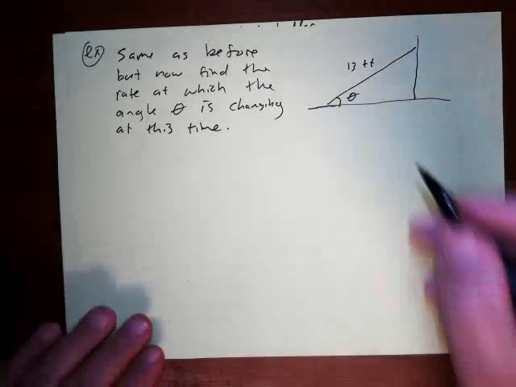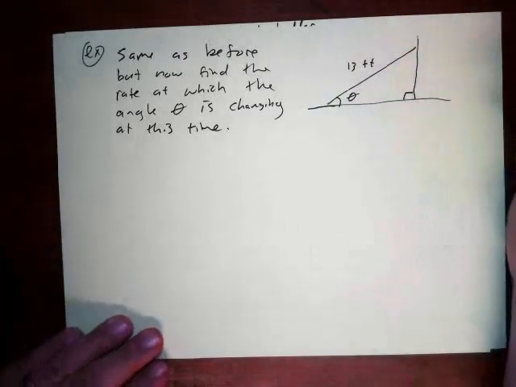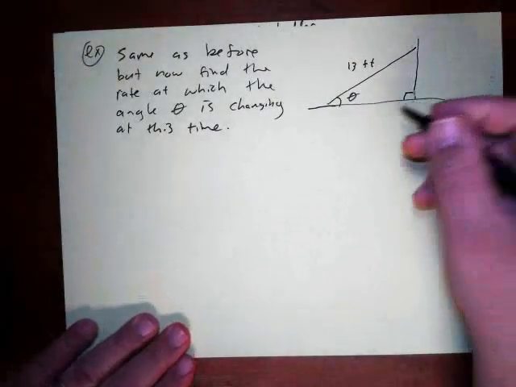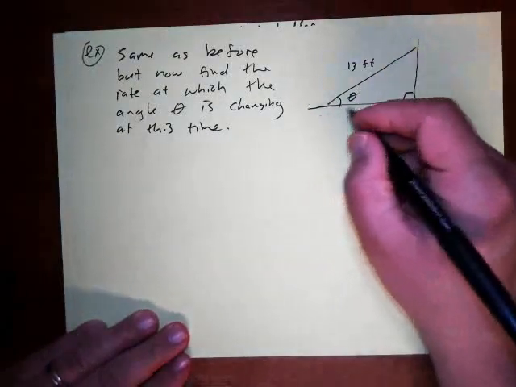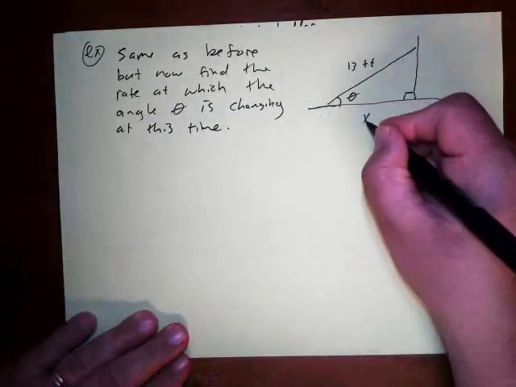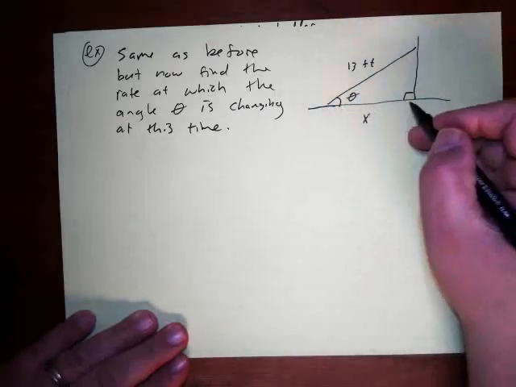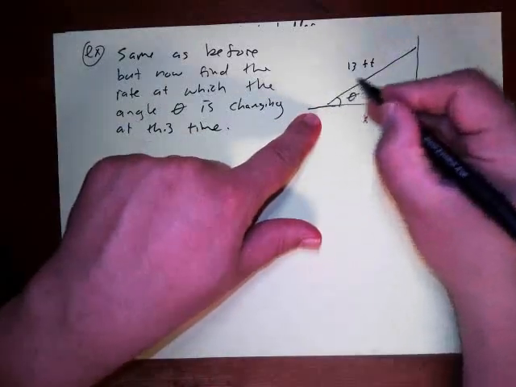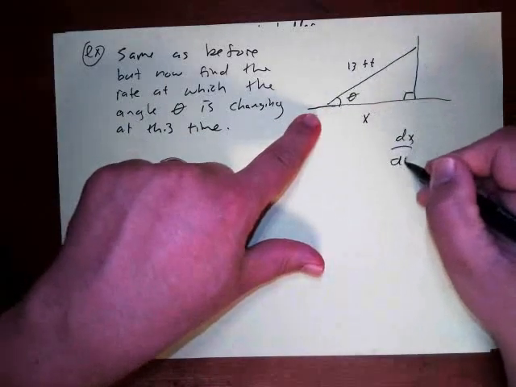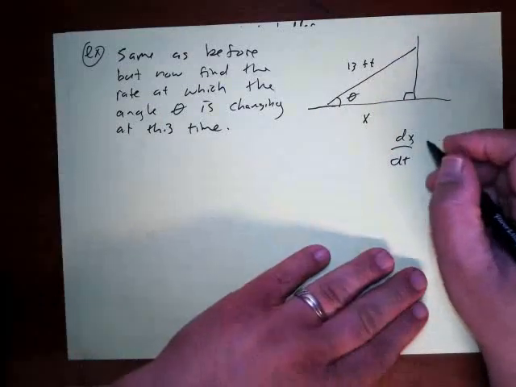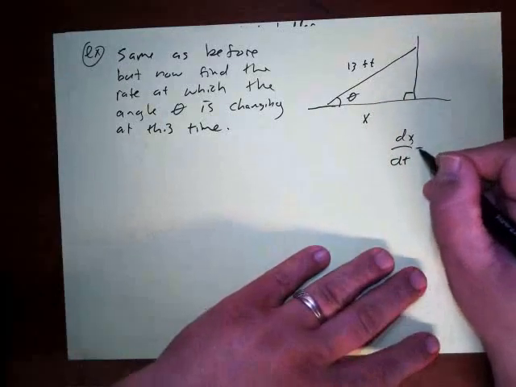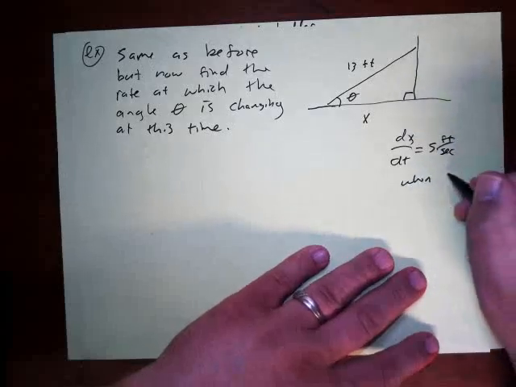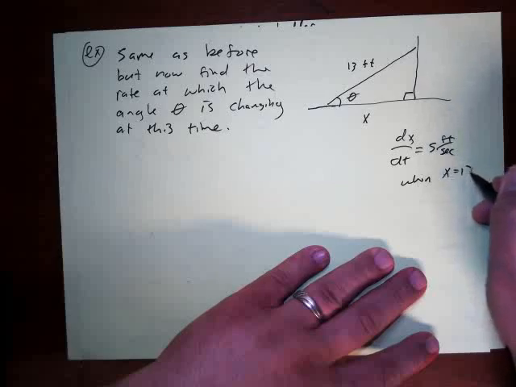Okay, well, this is going to involve another relationship, and it's going to be a trigonometric relationship. You could probably guess that. And this is x here, and so I think we're going to use cosine, right? Because I have x, and I know the rate of change of that, right? So dx/dt is 5 feet per second when x is equal to 12.